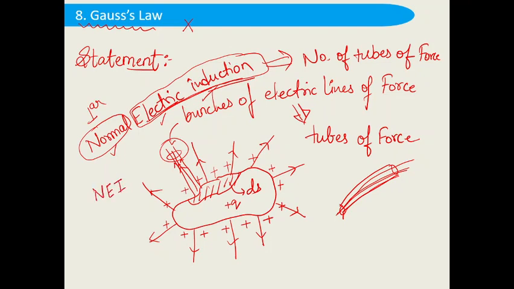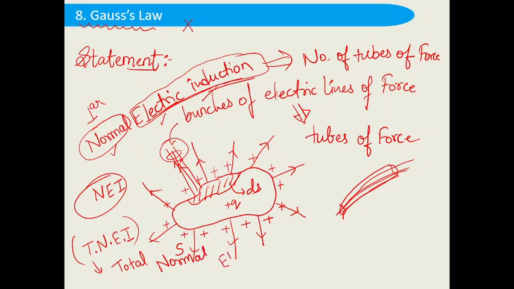So from this, if I consider for small surface ds, and if I consider the total surface of the conductor S, so that will be called as total normal electric induction. The T stands for total. Total normal electric induction. Okay, so this was all about the introduction to the electric induction. If you want, you can take a note of this. This is not there in our syllabus now.